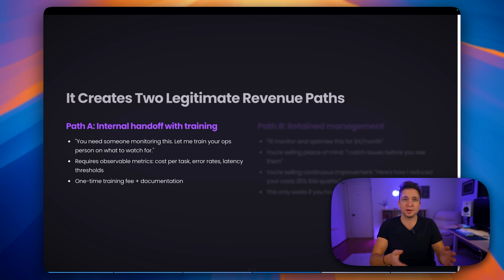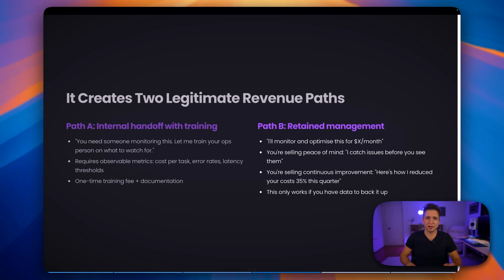And the beautiful thing here is that when you're looking at observability, because it's part of the larger architecture picture, it creates two revenue paths for you. The first one is the internal handoff with training. Now, what I would do if I was approaching a client site, I'd ask that upfront question: who's going to take care of this when I'm gone? And if they couldn't tell me anyone, then I would offer them these two solutions.